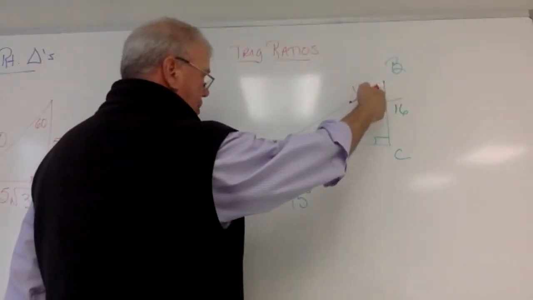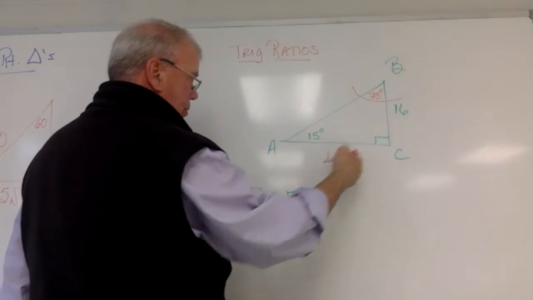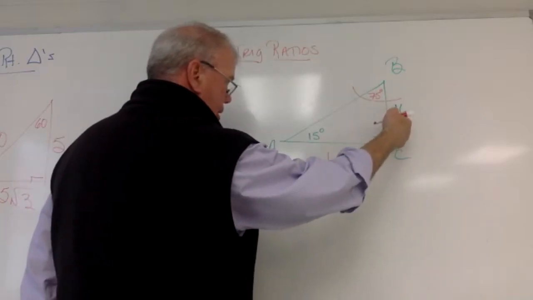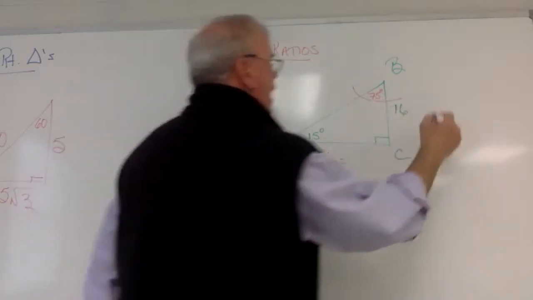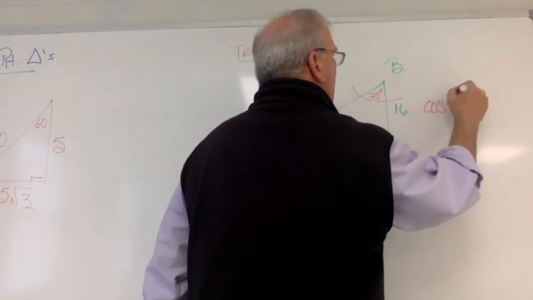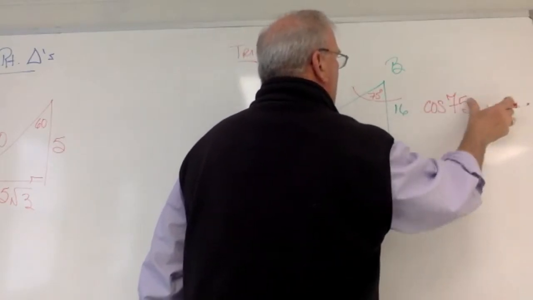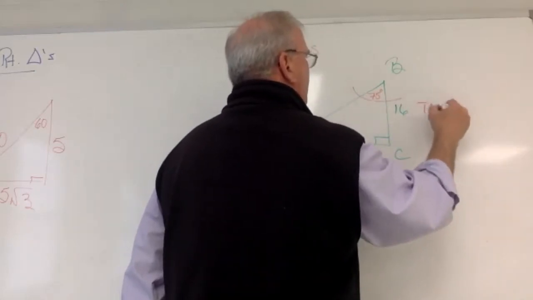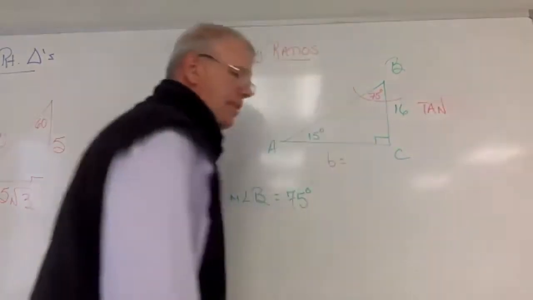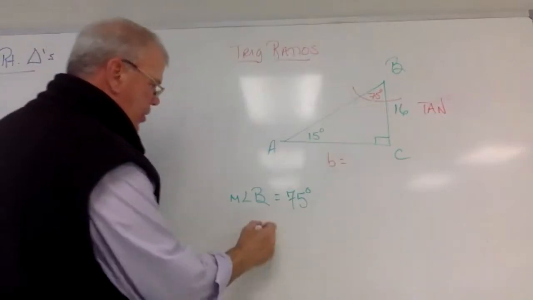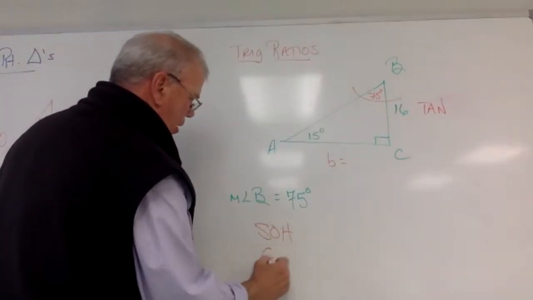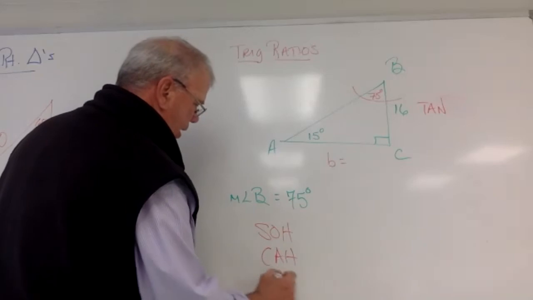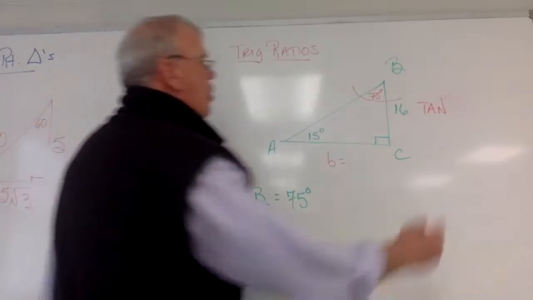So I'm going to use 75. What am I going to use? Opposite over adjacent. What is that? Tangent, right? You guys were told this, right? SOHCAHTOA? All right, good. So remember it.